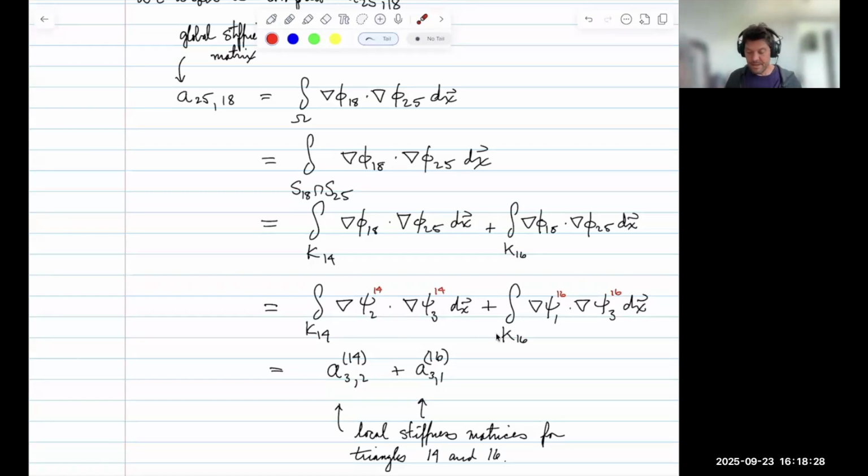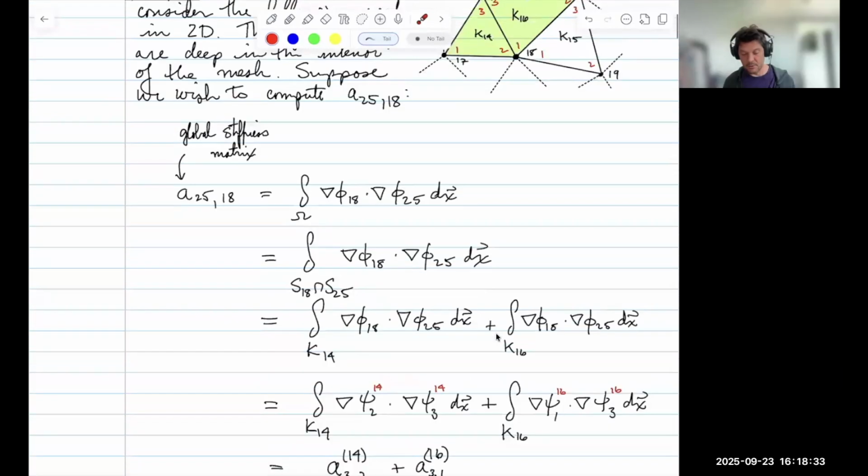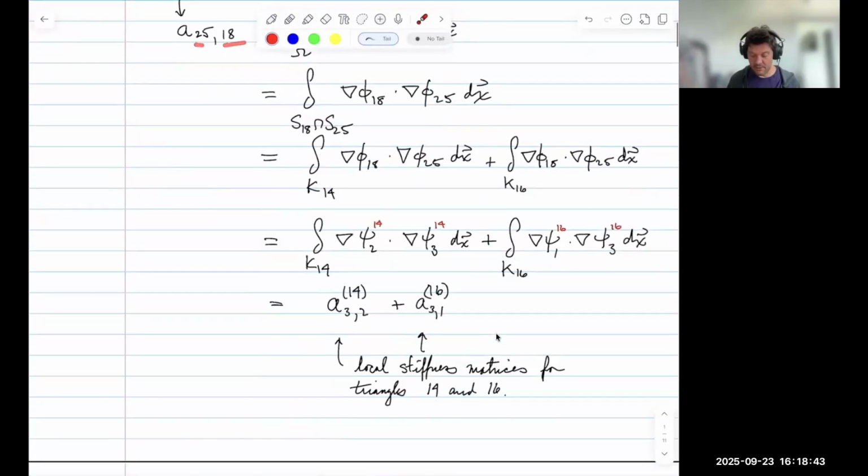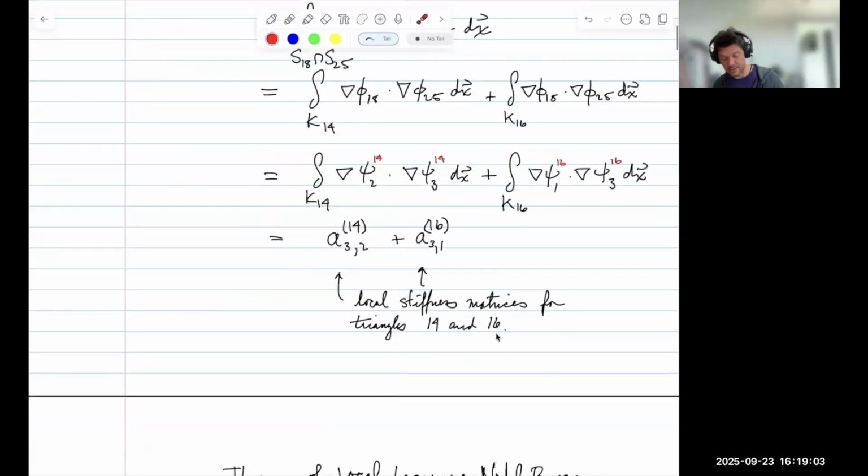So it doesn't matter when we calculate the entries of the global stiffness matrix, it doesn't matter if we index over the nodes or we index over triangles, we're going to get the entries in there regardless. It just so happens that it's much more efficient and well understood to assemble the global stiffness matrix via these local stiffness matrices by looping over the triangles first. That's how it's done in practice.